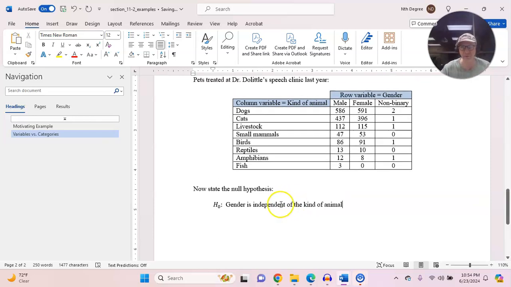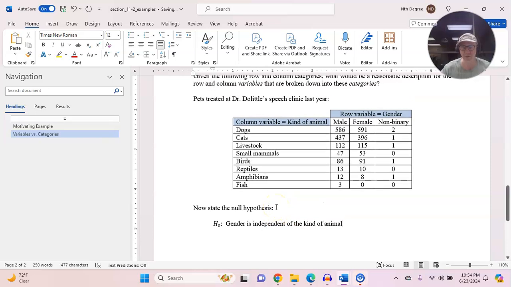But this is a conceptual step that I just felt I needed to draw some attention to for your homework, because notice that the way the table was presented, it didn't actually use those terms like gender or kind of animal.